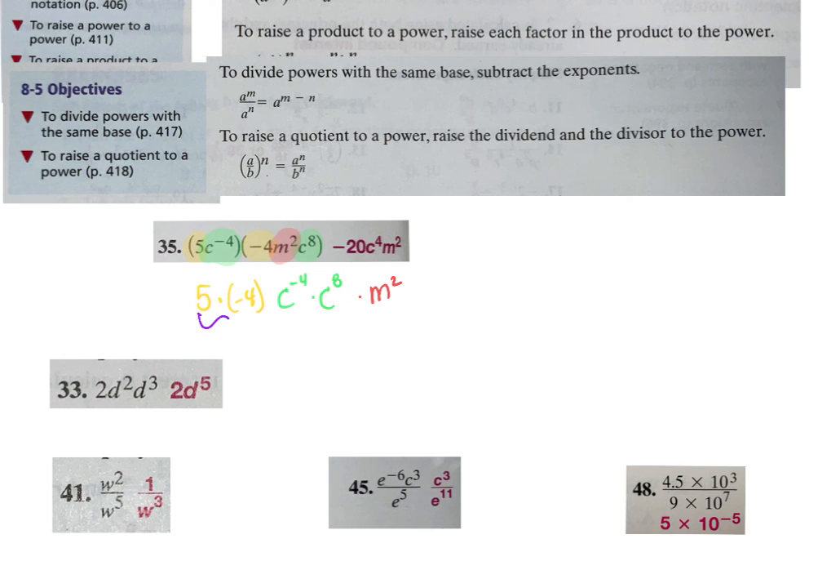So I have 5 times negative 4 is negative 20. I have c to the negative 4th times c to the 8th. I'm just adding those, so I'm going to say negative 4 plus 8, which gives me c to the positive 4. And then m doesn't combine with anything, so I just have m squared.